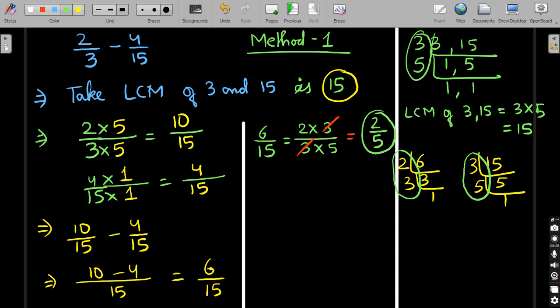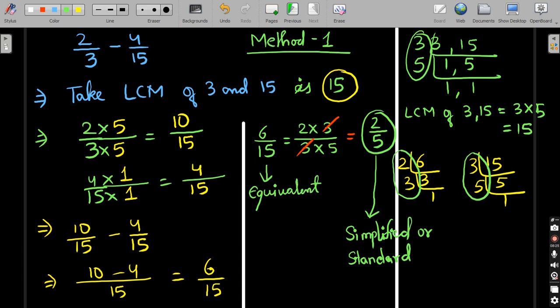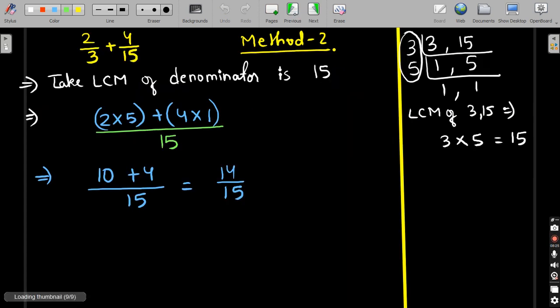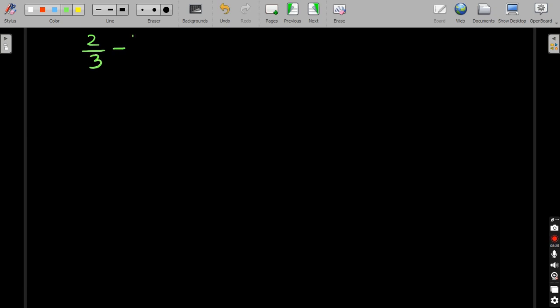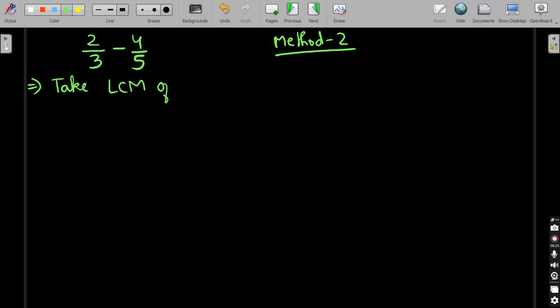So 2 by 5 I got in standard form, or else we can say simplified form. And this we already know is in equivalent form, because further we can simplify. Clear, student? So this is method 1. Now let us solve the same question in method 2: 2 by 3 minus 4 by 5. So what I will do, every time we take the same step, that is take the LCM of the denominator.